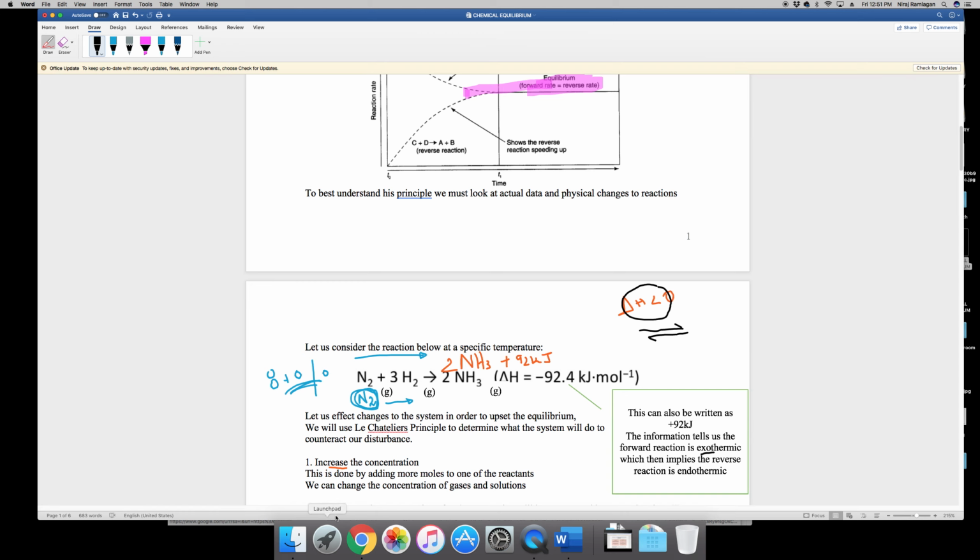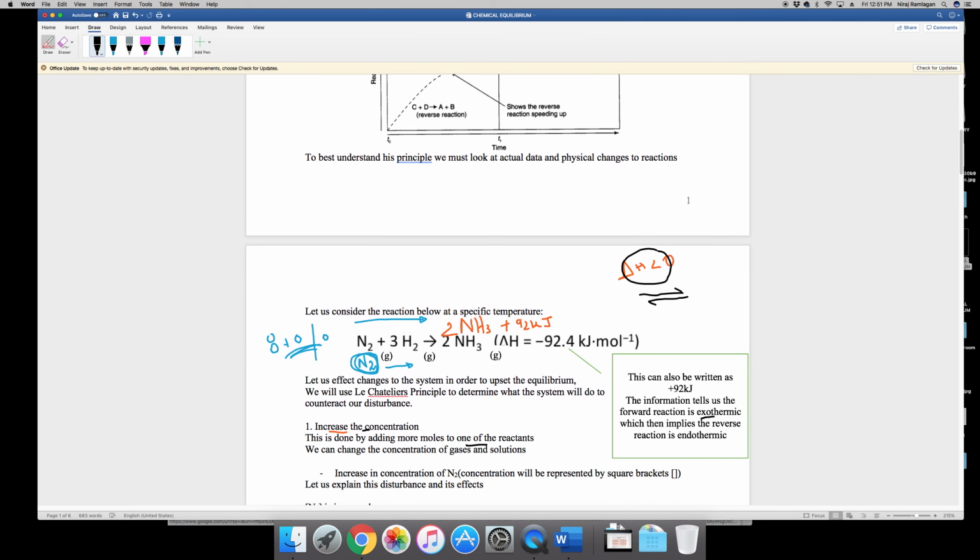Now the first change I'm going to look at is an increase in concentration. To change the concentration, we add moles of any one of the reactants, and that's how we will change the concentration. Now we can change the concentration of gases and solutions. So in this case, I'm going to add more N2. I'm increasing the concentration of N2. And in future, if you see square brackets, I'm referring to concentration.